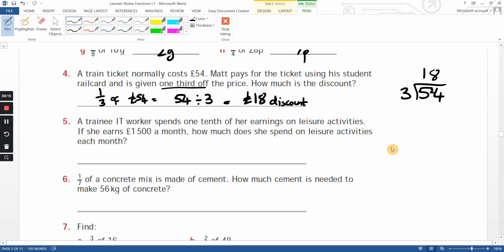Number 5. A trainee IT worker spends 1/10 of her earnings on leisure activities. If she earns £1,500 a month, how much does she spend on leisure activities each month? So I need to work out 1/10 of 1,500. Well, it's just divided by 10, isn't it? Which is £150. Yep, there's my answer.